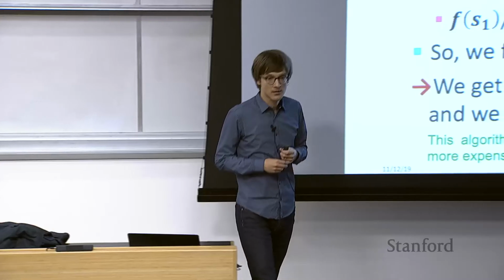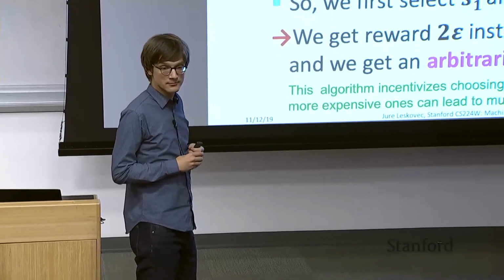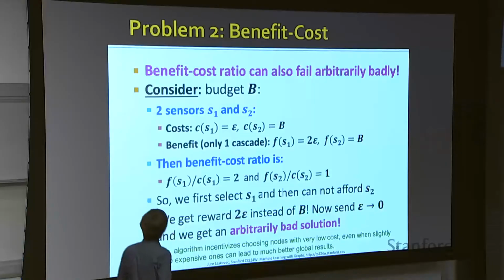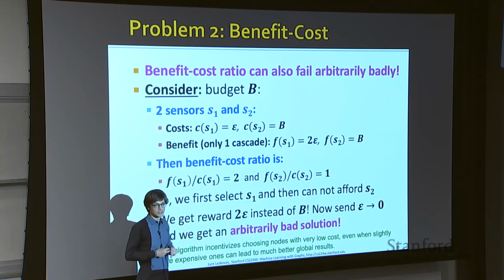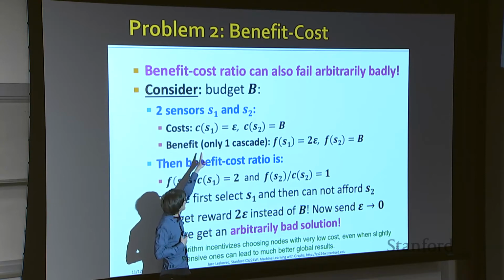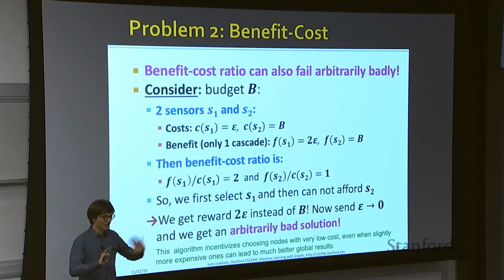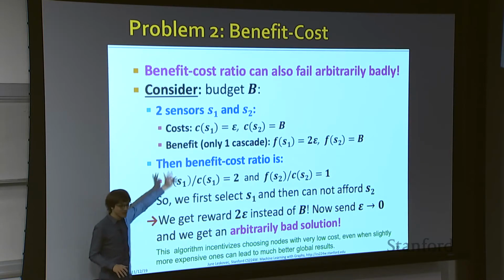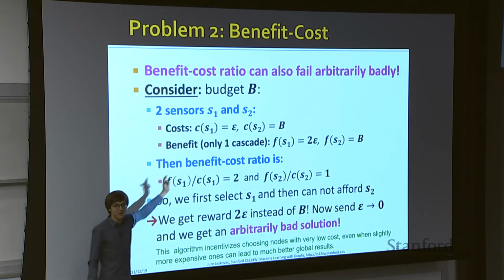Yes? I think I'm misunderstanding. Why can't we buy B over epsilon S1 sensors? Because in this case, there are only 2 nodes in the network. You can only buy S1 or you can buy S2. There's no S3. Not saying this is realistic, but I could come up with a more intricate one; this is a super simple one that shows it fails.